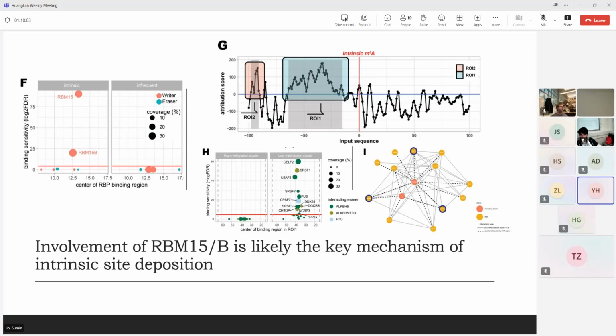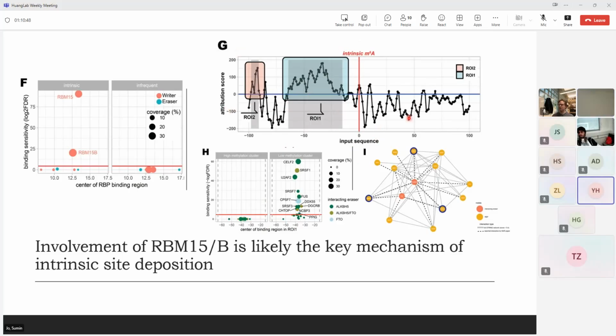So here you're showing, so this plot G represents the attribution scores for every nucleotide that are important for intrinsic sites. Am I right? So, and you mainly observe two regions of interest, right? The first is this green region, located upstream of M6A. M6A is in the middle, right? Yes. That shows higher attribution scores, right? And one is this blue region, the other one is the red region, right?